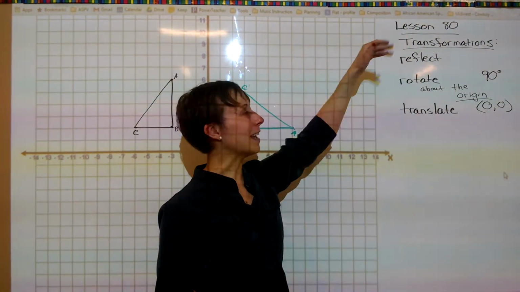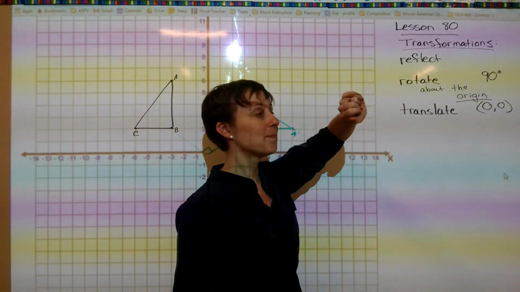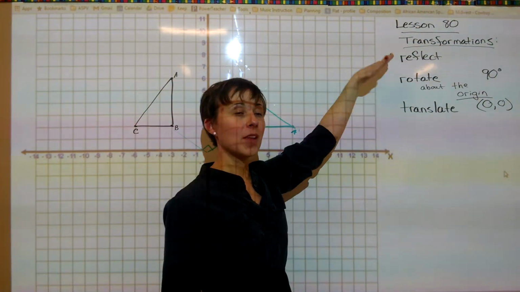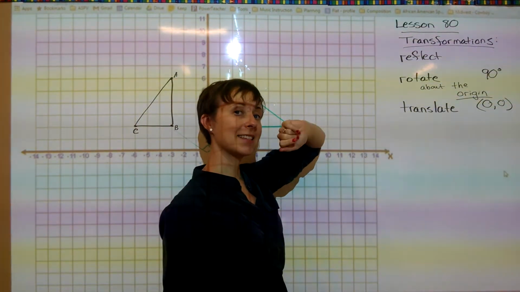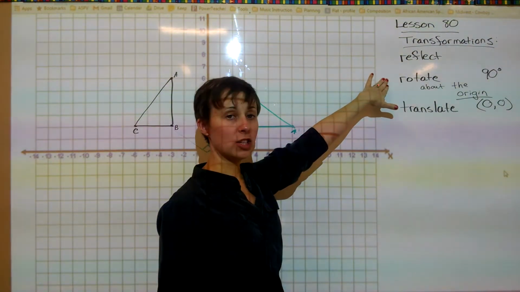We're still doing Lesson 80. We're working on transformations. We've already done a reflection. We've reflected an image across an axis. Now we're working on rotation.